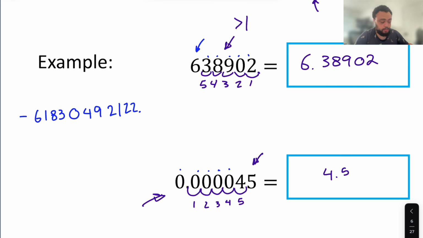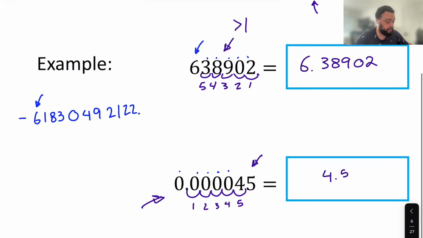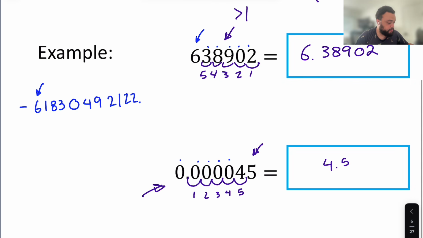What I'm going to do is do this the way that I know how to do it, and I'm just going to count the numbers that I need. First, I'm going to find the number that's going to go to the left of the decimal place. Even though this is a negative number, this number right here is still going to go to the left of the decimal place. And so I'm going to end up with 6.18304922122. Now, what I can do is count the number of digits that followed that six.